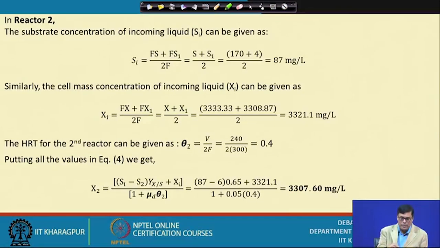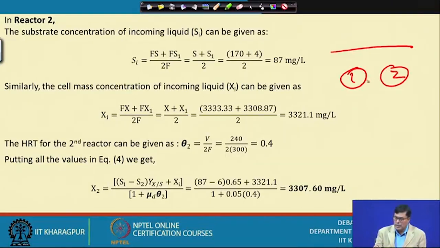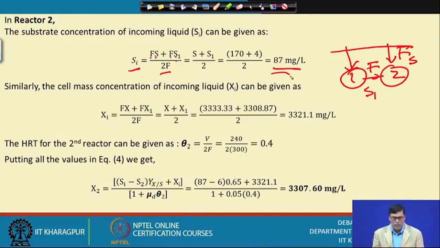Now, similarly, we can find out the S I value, x I value and x 2 value in the second reactor. How can we find it? If you consider the second reactor, suppose this is the mainstream and this is the first reactor, this is the second reactor, and this is coming like this. So, here F is the flow rate, this is S 1, this is S. Am I right? So, we can write the S I, the incoming substrate concentration, as F into S plus F into S 1 divided by 2 F, which will give you 87 milligram per liter. Similarly, x I also we can calculate.